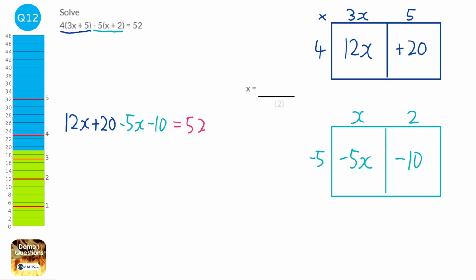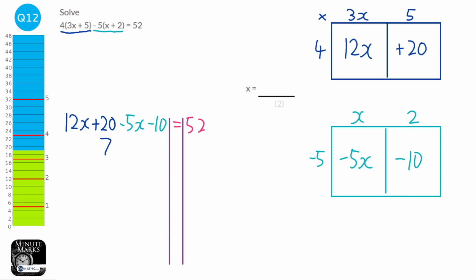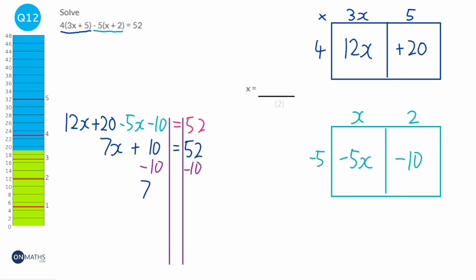So I'm going to start by putting my lines in because we're solving. And I'm actually just going to start by collecting the like terms on the left hand side. So 12x take away 5x is going to be 7x. And 20 take away 10 is going to be 10. Okay, now we need to get rid of the plus 10. So we'll take away 10 both sides. So we've got 7x equals 42. And then we need to get rid of the times 7. So we're going to divide 7 both sides. So x equals 6.